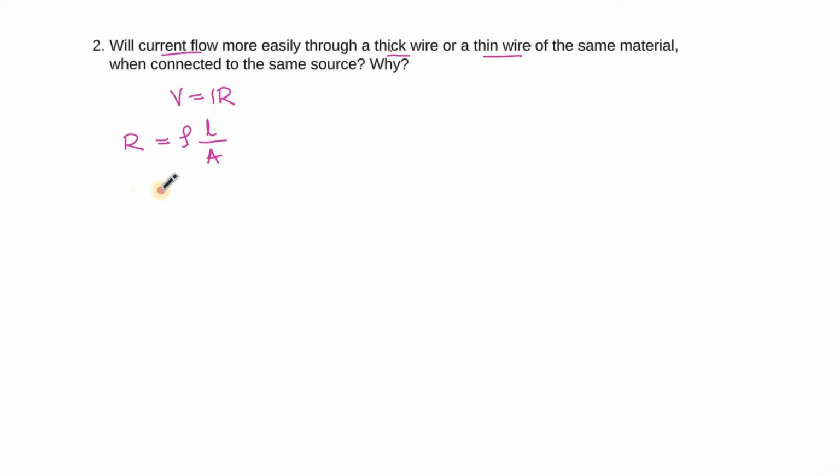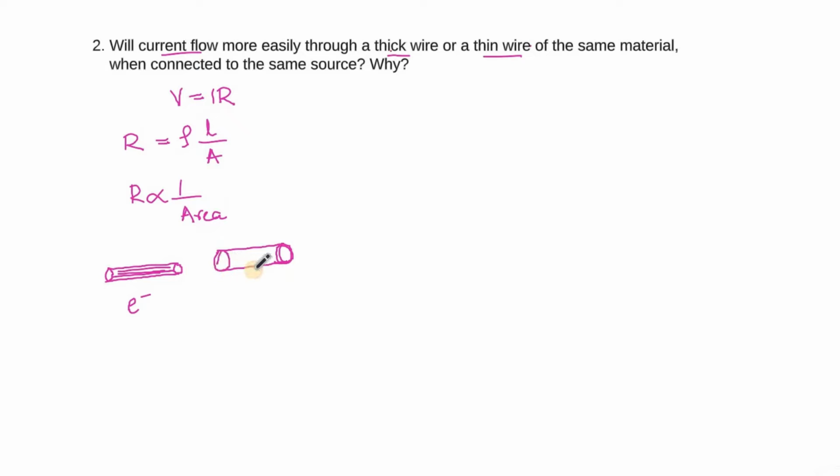Now from this we know that resistance varies inversely as the area of cross section of the conductor. That is, the lesser will be the area of cross section, the more will be the resistance, and the greater will be the area of cross section, the lesser will be the resistance. It is because when a certain number of electrons are moving through a thin wire, they are getting a certain amount of space to move. They are experiencing a certain amount of collision among themselves, which is resulting in the resistance of the wire.